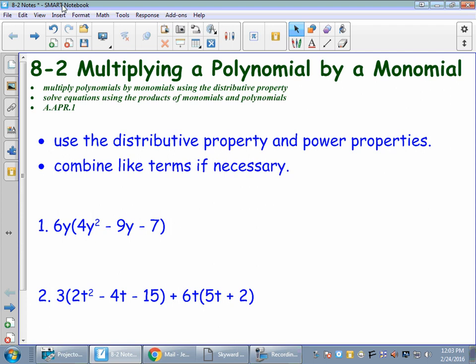So you're going to distribute the monomial that's sitting outside of the polynomial. And then if you can, not always, but if you can, you're going to combine like terms. Remember, the same variables to the same degrees. So let's go ahead and try this.